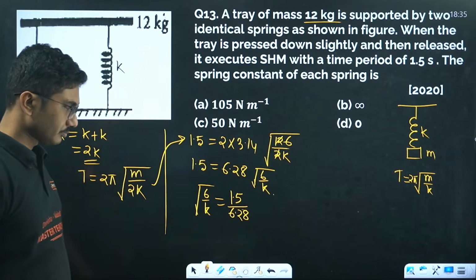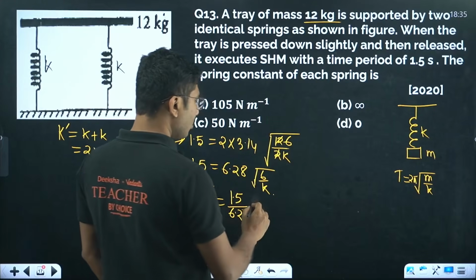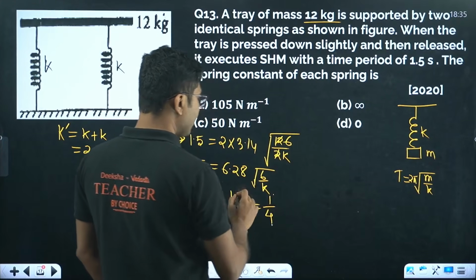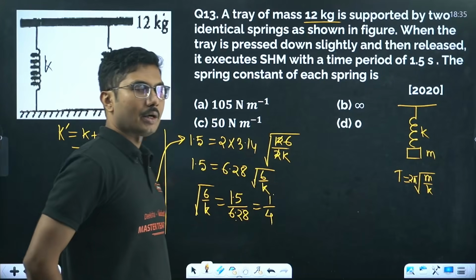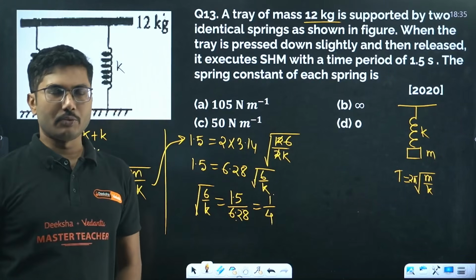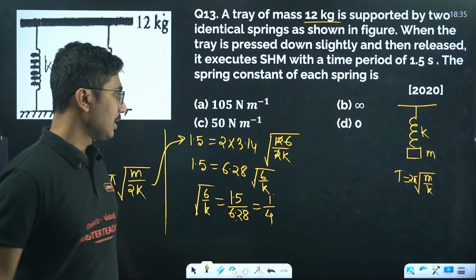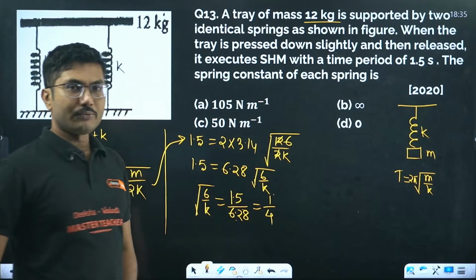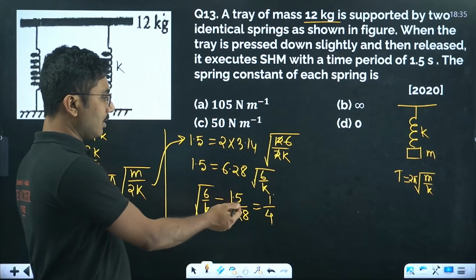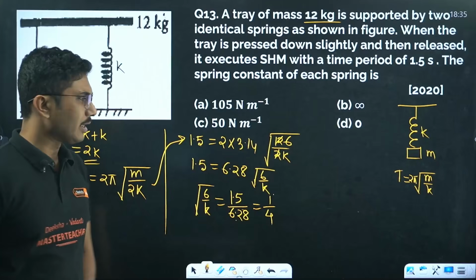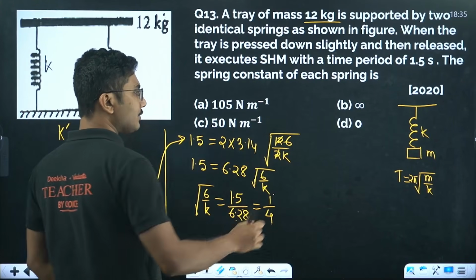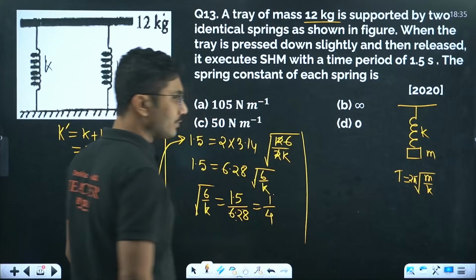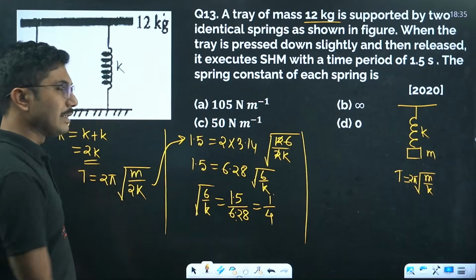Now this will be slightly more than 1 by 4. So if this number is 6 only, then 1.5 divided by 6 is 1 by 4, because 1.5 into 4 is 6. So that means it will be 1 by 4. But here this is slightly more. We are obviously not expected to find the exact value. We are not using a calculator, so we will try to find as close as possible. So we will take it as 1 by 4.